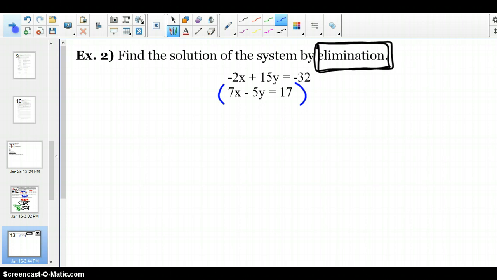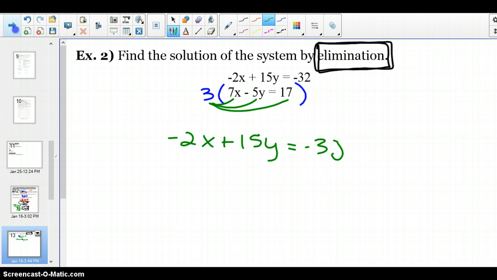I notice now if I multiply my bottom equation by 3, and I distribute that 3, I'm going to write my top equation, the one that I didn't change up top here. And then my new bottom equation, if I distribute that 3 to the 7x, I'm going to get 21x. If I distribute the 3 to the negative 5y, I'm going to get negative 15y, which was what my strategy was. And then 3 times 17, which is 51.